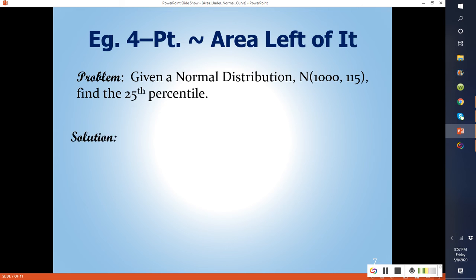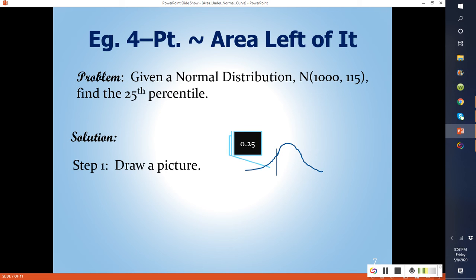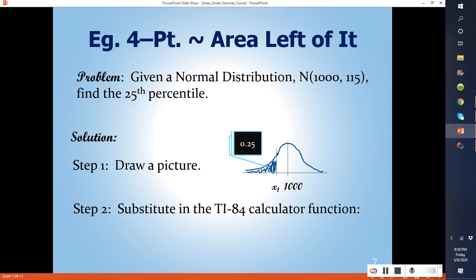Find the 25th percentile. Well, solution, draw a picture. Let's draw the picture. So you see 0.25 is what it means to be the 25th percentile. It means 25% of the data is below that certain point. That's what the 25th percentile is. So this time we know the area, 0.25, and we're trying to find the x value or the data value below it. So you see that vertical line I have? We're trying to find the x1 corresponding to that.